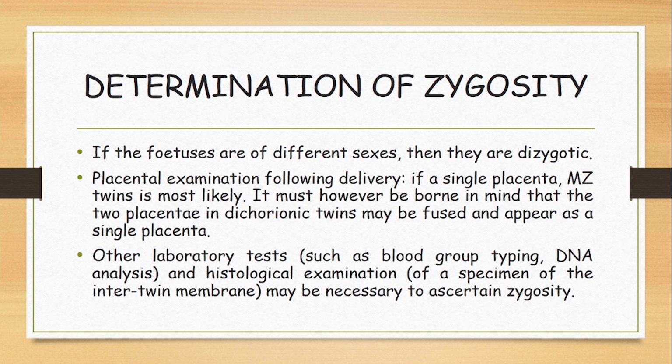Other laboratory tests that could be done to distinguish between dizygotic and monozygotic twins are the ABO blood group typing, because monozygotic twins are likely to share the same blood group. DNA analysis is very important, and they will share the same DNA. Histological examination of the specimen of the intertwin membrane may be necessary to ascertain zygosity. However, as I've said earlier, their fingerprints are likely to be different. If you do the fingerprints and they are different, we may have to resort to DNA analysis or the blood group typing.